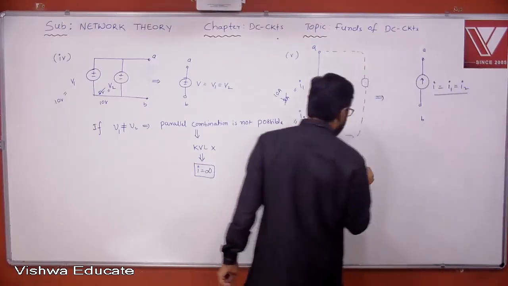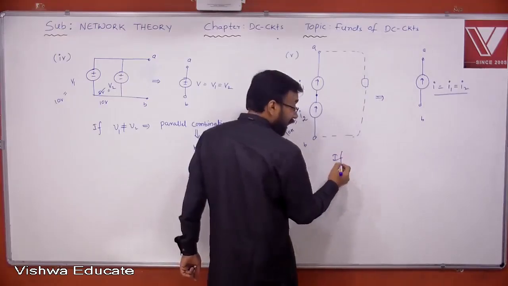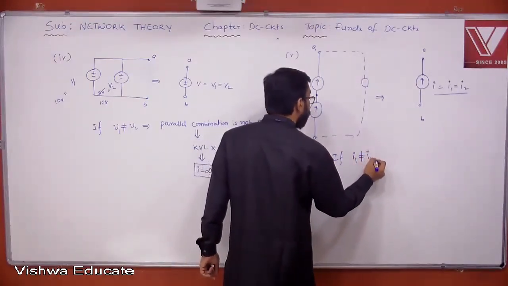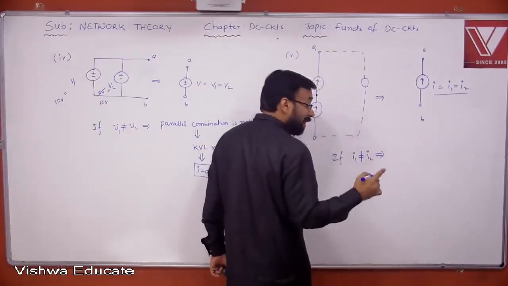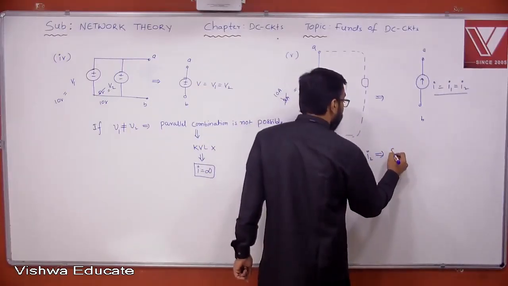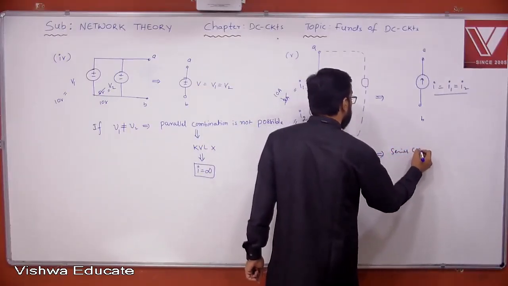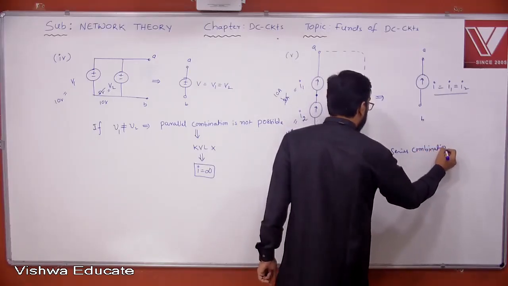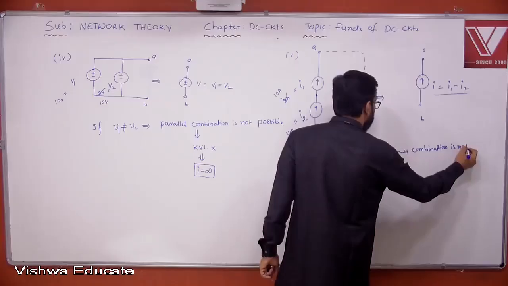I can just elaborate. If I1 is not equal to I2, then what is your comment? You can immediately say that the series combination of two current sources is not possible.